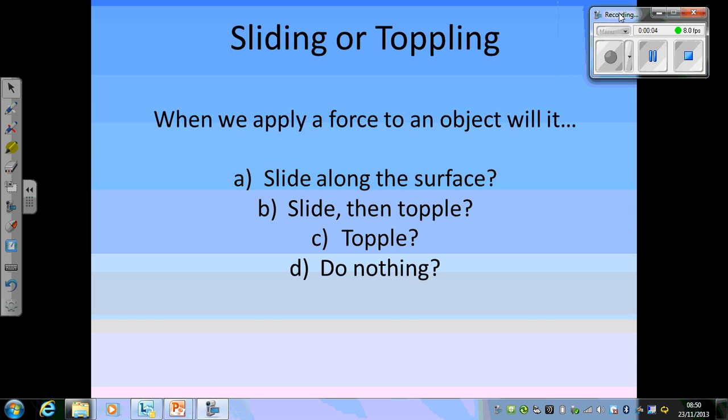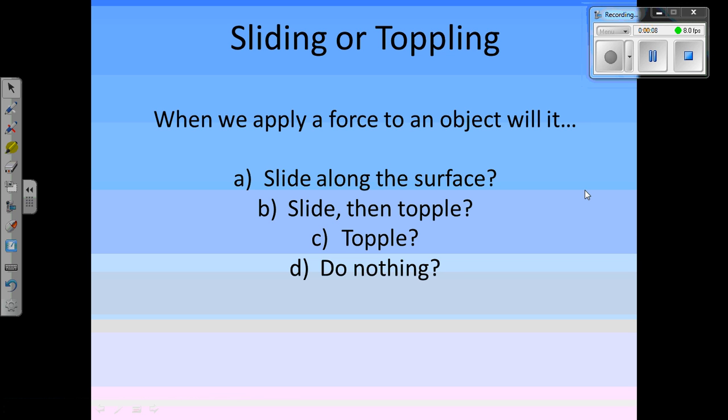Hello and welcome to the final part, the video for the final part of the chapter on moments, and it involves sliding or toppling. So the question is, when we apply a force to an object, will it slide along the surface? Will it slide then topple? Will it topple, or will it do nothing?